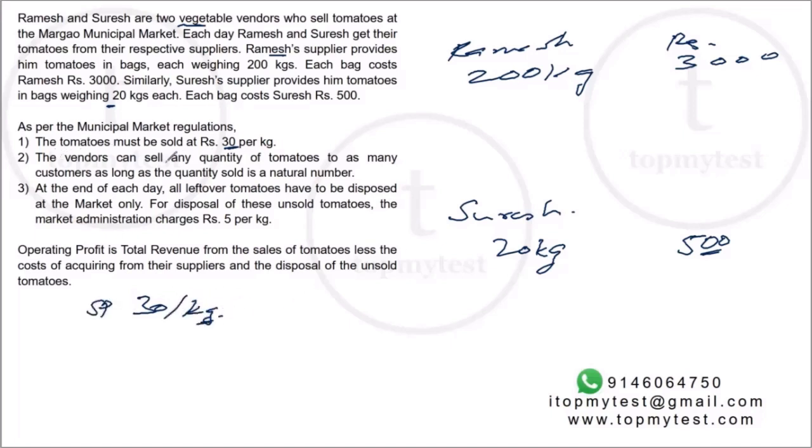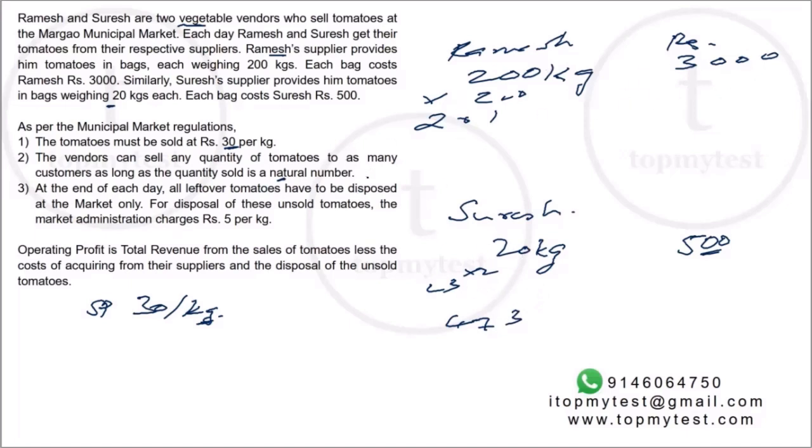The vendors can sell any quantity of tomatoes to as many customers as long as the quantity sold is a natural number. So Ramesh basically can sell 1 kilo out of this, 15 kilos, 150 kilos, 147 kilos, or 199 kilos. If he has to sell 201 kilos, he will have to get 2 bags. Similarly, if Suresh has to sell 23 kilos, he'll have to get 2 bags. If he wants to sell 47 kilos, he has to get 3 bags, right?